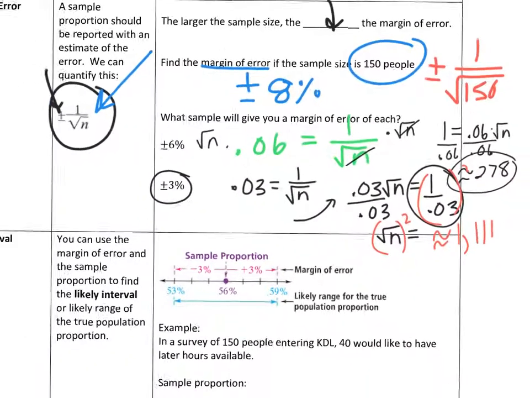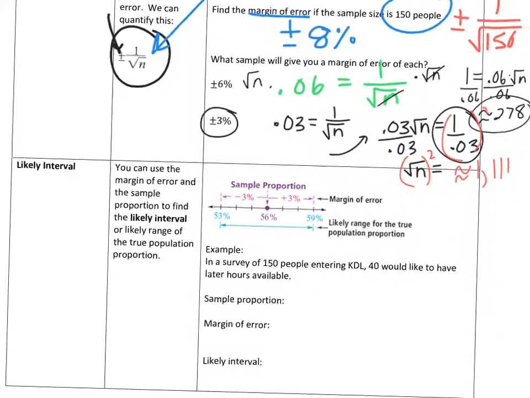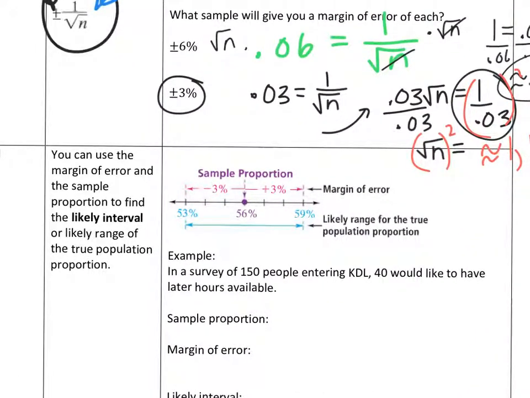So the margin of error and sample proportion go together. Here's an example. If you asked a group of people a question and 56% of the people said an answer, you would figure out your margin of error, which would be 3% in this picture example. So the likely interval would be from 53% to 59%. So you can use the margin of error and the sample proportion to find the likely interval, or likely range, of the true population proportion.